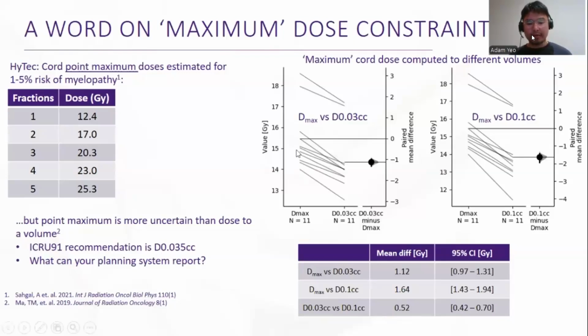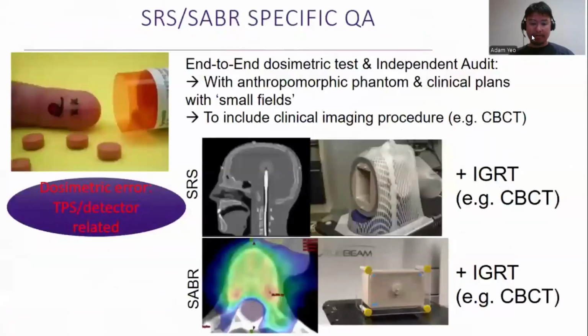When you look at the systematic difference compared to the true max point dose, for 0.03 cc it's about 1 gray difference there. Similarly for 0.1 cc, there is a 1.6 gray difference to the point max. So we always recommend 0.03 cc as our standard practice, but you should be aware of whether the clinical treatment planning system can record that directly.